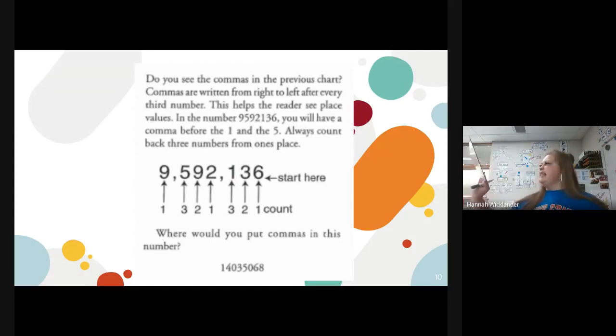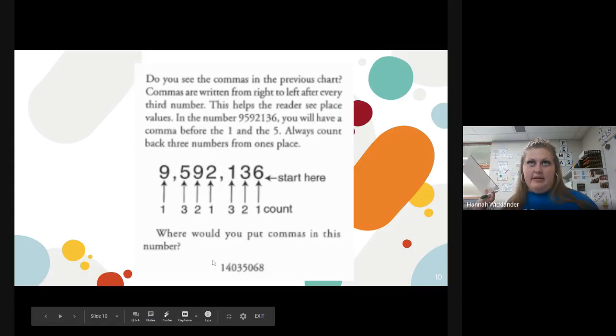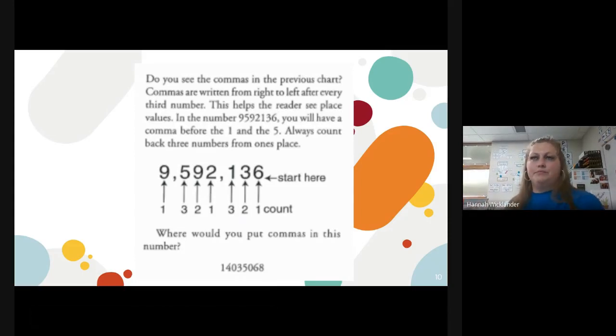So would it go between the 0 and the 6? If we're putting a comma in this number right here, 14,035,068, where would your first comma go? Would it go between the 0 and the 6 or the 5 and the 0? Between the 0 and the 6, 5 and the 0.